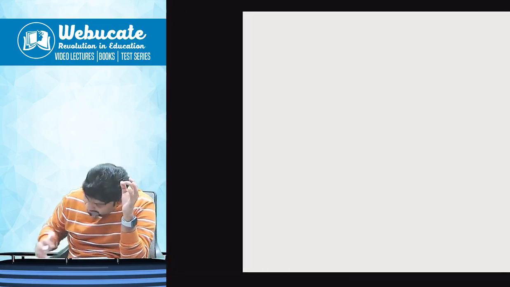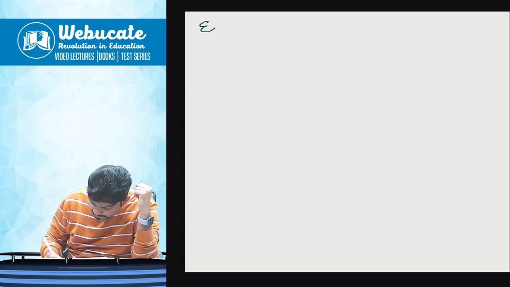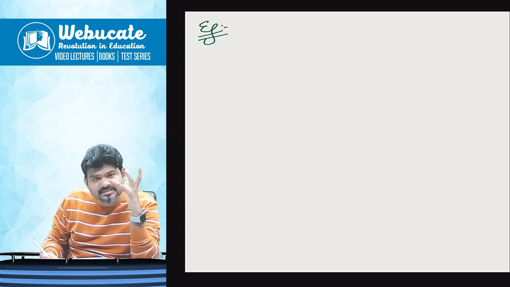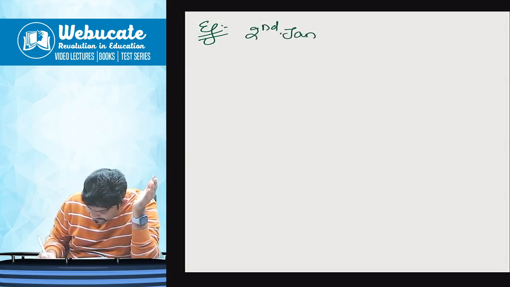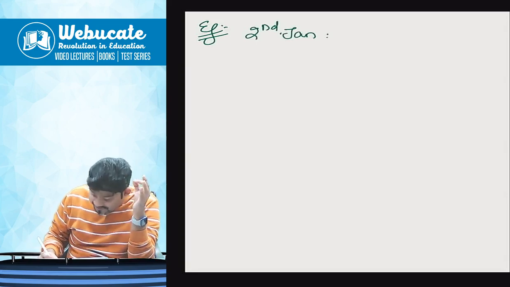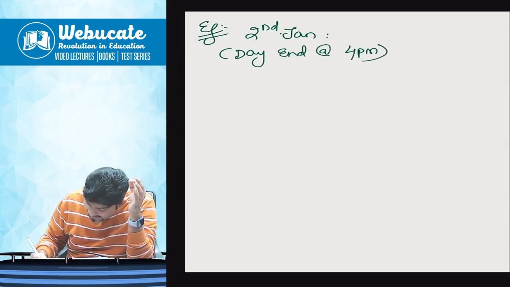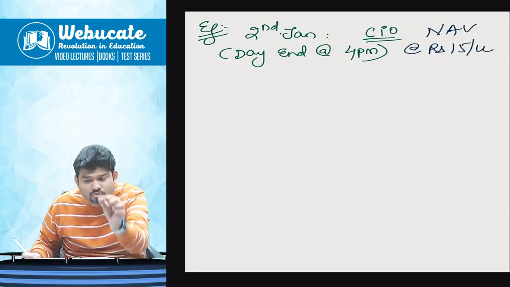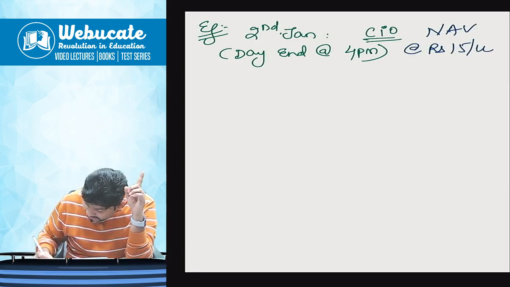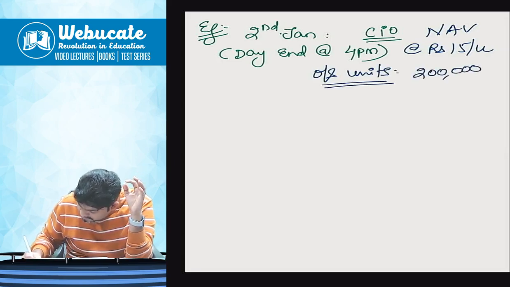Okay. Now, here comes my next example. Mr. CIO, please be ready because you have to take the forefront and answer. Say today's date is 2nd of January, day end. Say at 4 p.m. Mr. CIO has reported the NAV to SEBI at the rate rupees 15 per unit. You have to say two things to SEBI: what is the NAV per unit and what are the outstanding units? And the outstanding units are 2 lakh units.